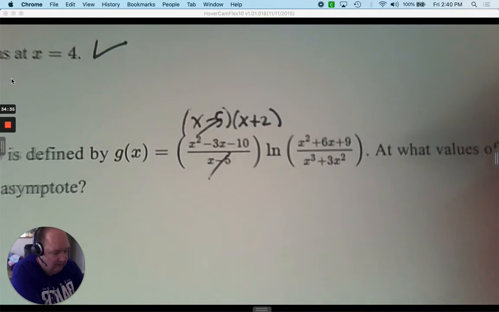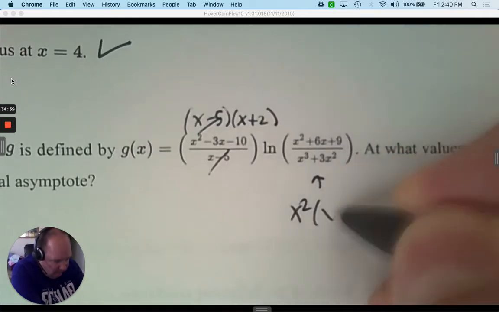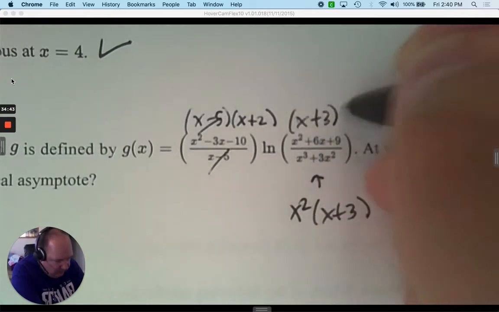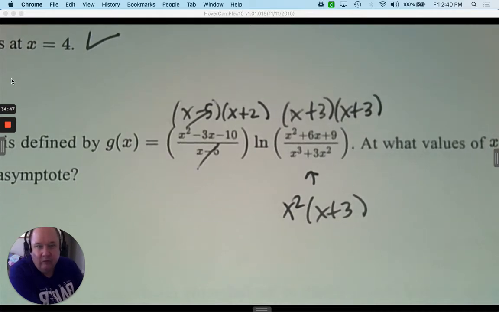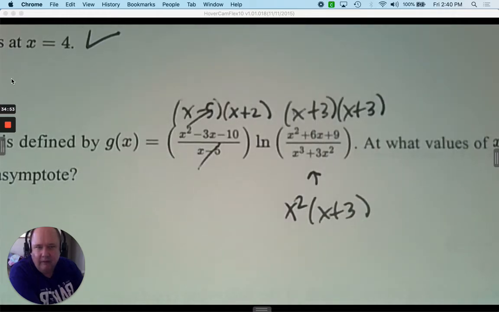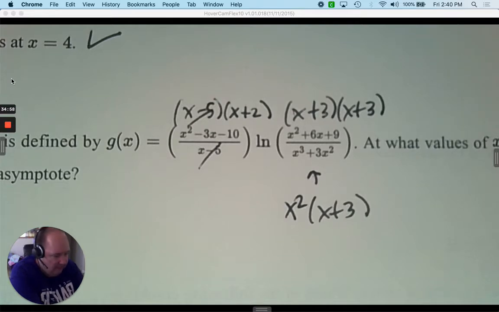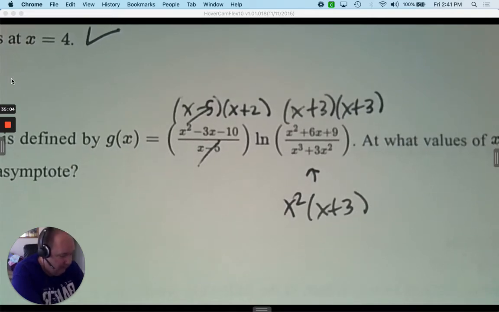When you look at this denominator, factor it out, you have x squared, x plus 3. The numerator is x plus 3, x plus 3. So which one creates a... factor out x squared, x plus 3, x plus 3. And then the question is, which one creates a vertical asymptote, something that's undefined?